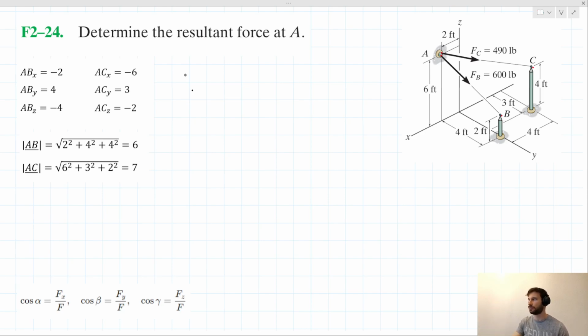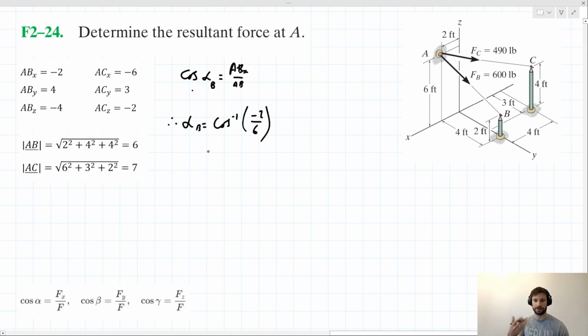So we could start off by determining the alpha angle here. We can say the cos of alpha, let's call it alpha B since it's in line with force B, is equal to ABx over AB. Therefore, alpha B is equal to the inverse cos of ABx, minus 2, over AB, which is 6 in this instance. Okay, we effectively have a value for alpha now.